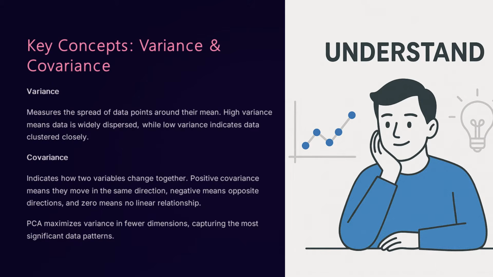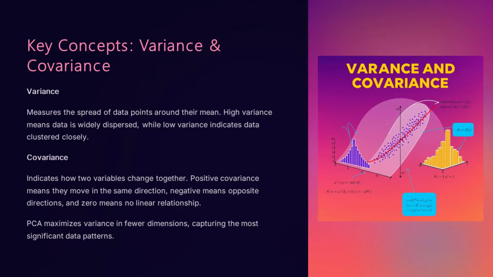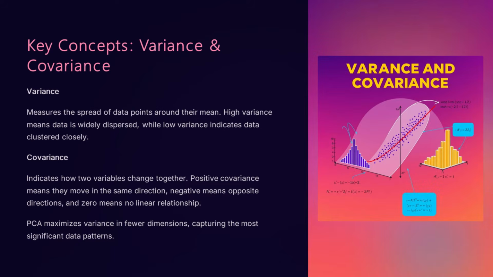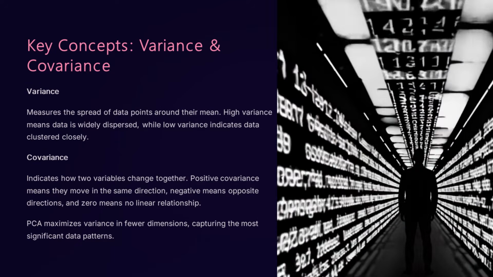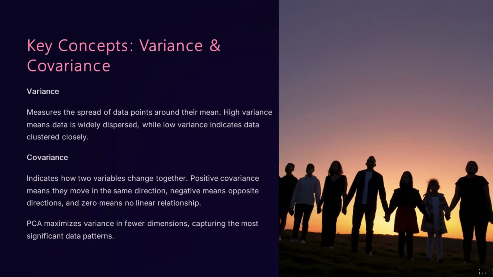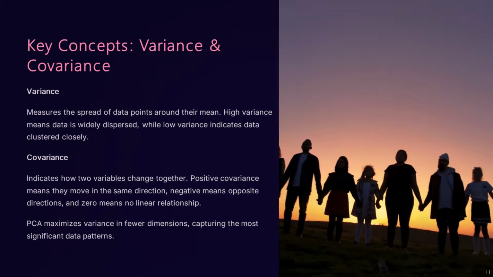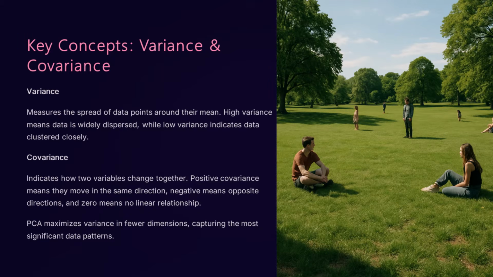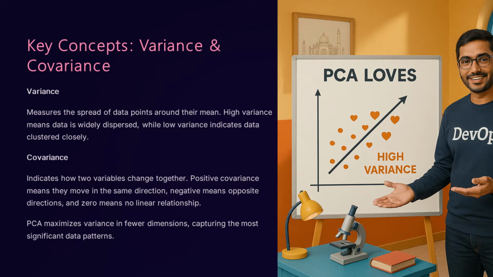To really understand how PCA works, we need to grasp 2 fundamental ideas: variance and covariance. Let me explain them simply. Variance is like measuring how spread out your data is. Imagine a group of friends at a park. If they're all standing close together, that's low variance. But if they're scattered far apart, that's high variance. PCA loves high variance because it means there's meaningful information to work with.